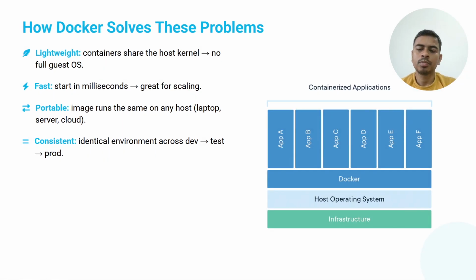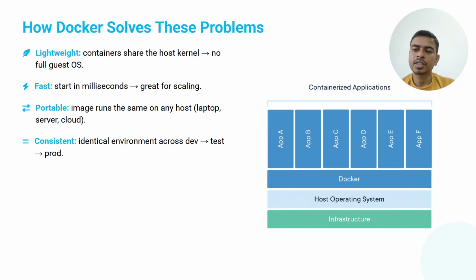So how does Docker solve these problems? First is lightweight: it shares the host kernel, with no full OS inside the container. Next is super fast startup, launching in milliseconds. Third is portable: it works on every platform with the Docker engine, and gives a consistent, identical environment across dev, test and production, and it is resource efficient.